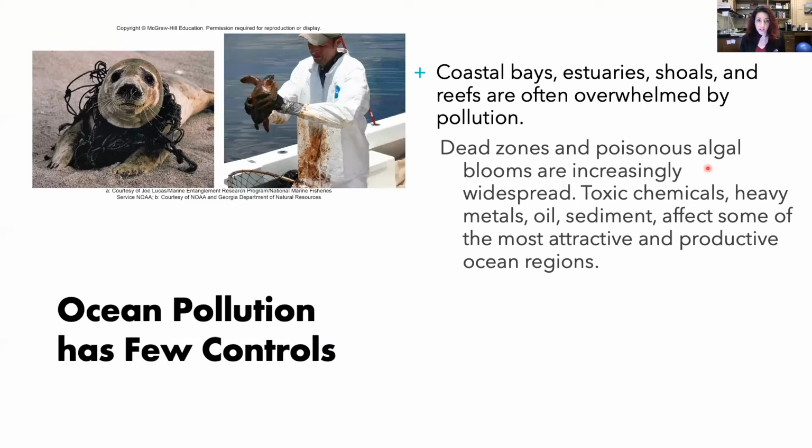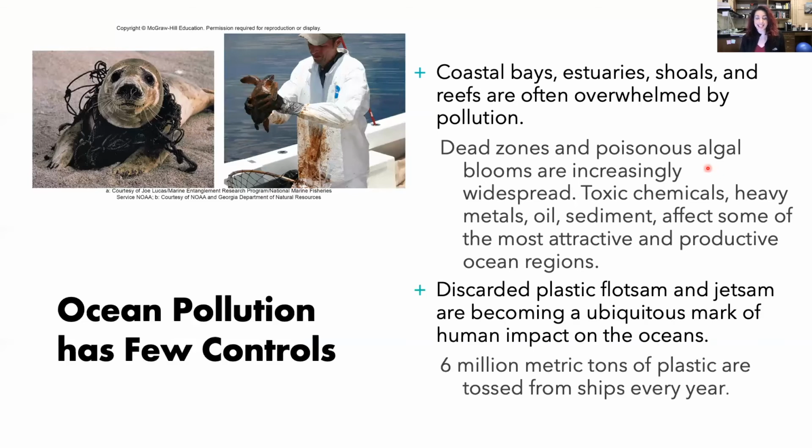Another thing to consider as far as ocean pollution is discarded plastic. Discarded plastic, flotsam, and jetsam are becoming a ubiquitous mark of human impact in the ocean. There's 6 million metric tons of plastic that are tossed from ships each and every year. It's extremely unnerving, and we're going to watch a documentary called A Plastic Ocean about this soon.